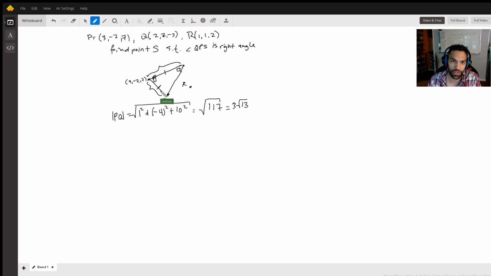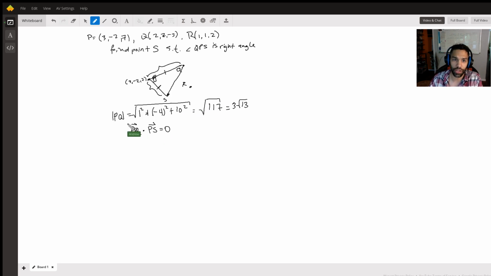So this length from P to S also has to be 3 times the square root of 13. Now, the other thing is that we want this to be a right angle to this. So a good way to think about this is if we were thinking of these lengths as vectors. If we imagine that PQ is a vector and PS is a vector, then the magnitudes of those vectors have to be the same, which is this here. And since they're right angles, that must also mean the dot product of PQ and PS has to be 0, because when you have the dot product of 2 orthogonal vectors, that dot product is 0.